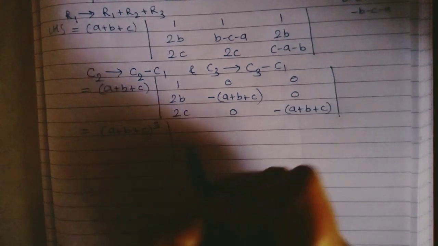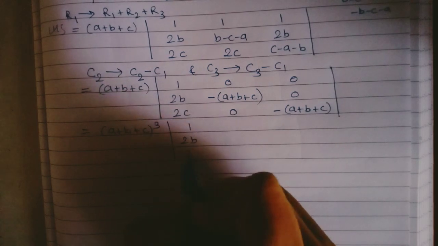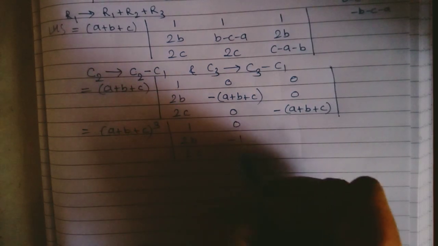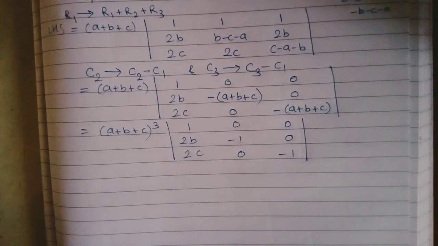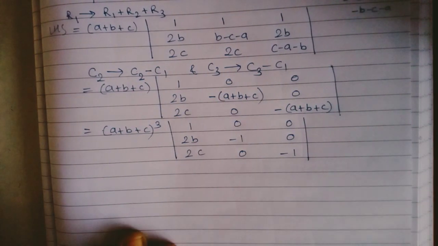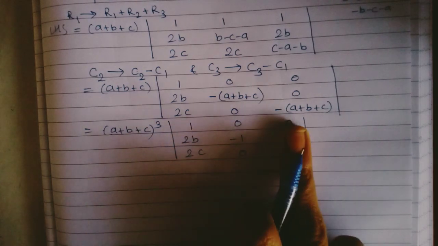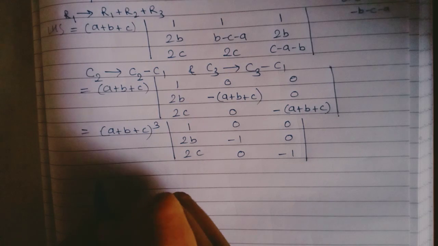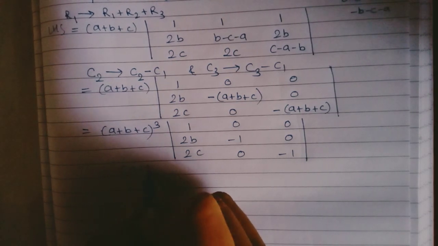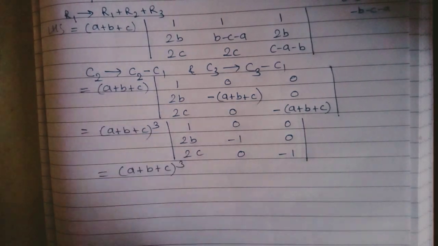Then you have to expand. So expanding along r1, you will get here minus 1 into minus 1, that is 1. So the final answer will be a plus b plus c the whole cube.